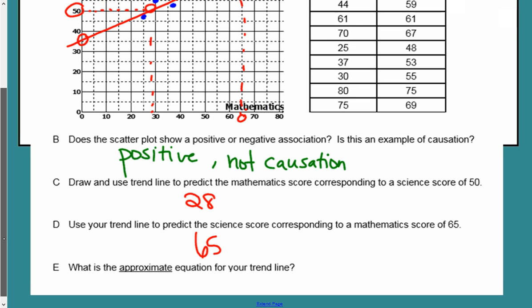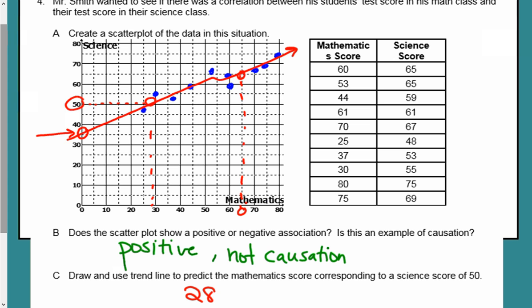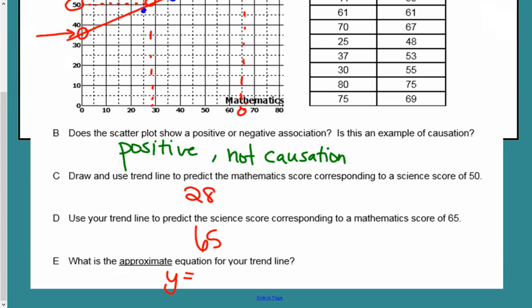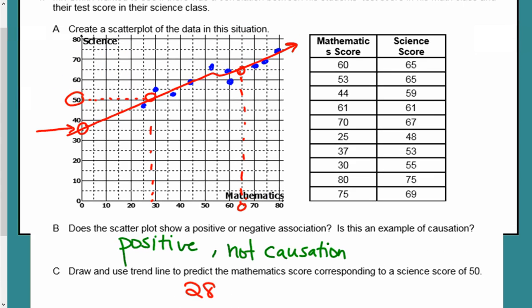Then it says again, what is the approximate equation? So y equals mx plus b. I've already mentioned that my y-intercept is probably something close to 35. So I've got y equals something x plus 35. But then I still need my slope to get the rest of my equation. So I need two perfect-ish points. Again, doing the best I can here.